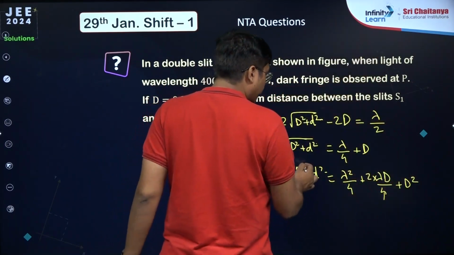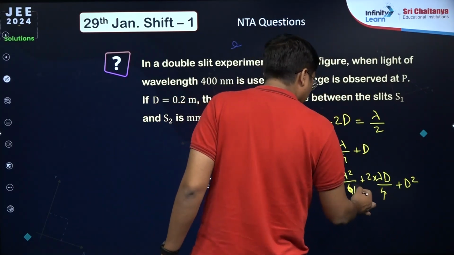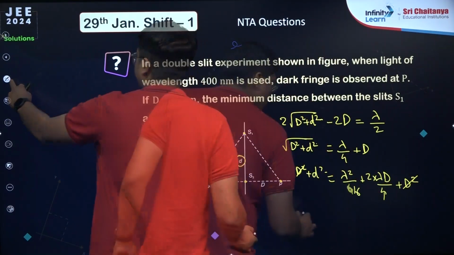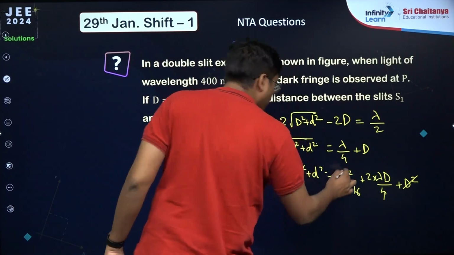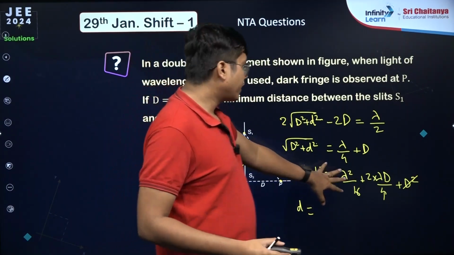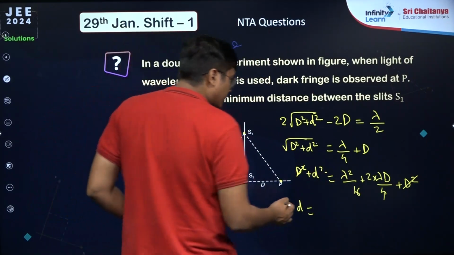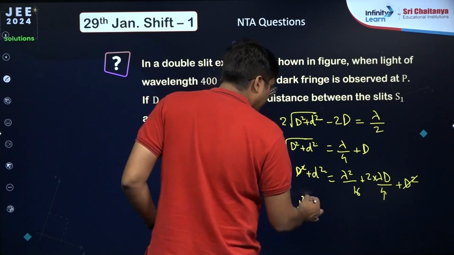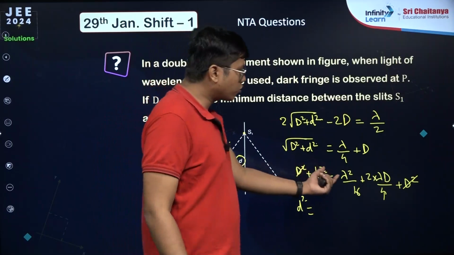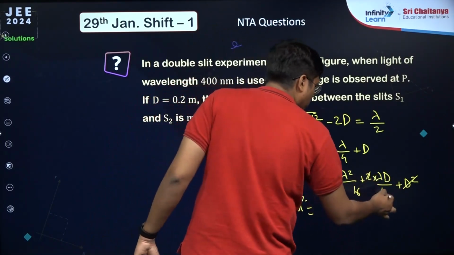Cancel out the D squares on both sides. This will be lambda square by 16, my bad. Lambda square by 16. So small d square is equal to, you can see this lambda squared is technically going to be much less. You can technically ignore the effect of this and just put d square is equal to just this part, because this quantity is going to be very small as compared to the other one. So I'll just put the 2 here.